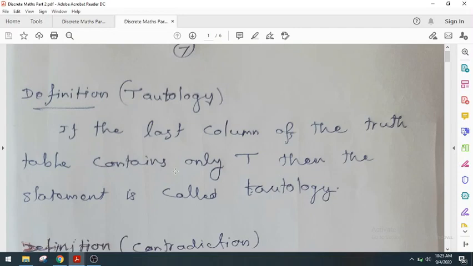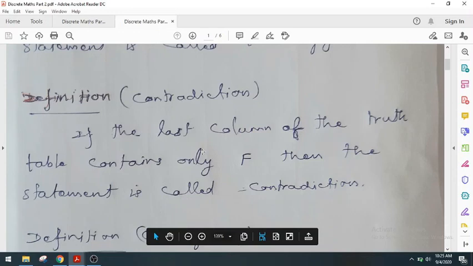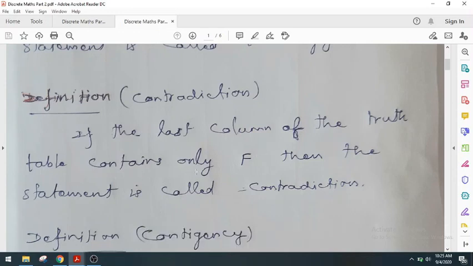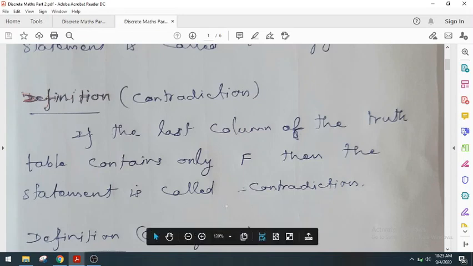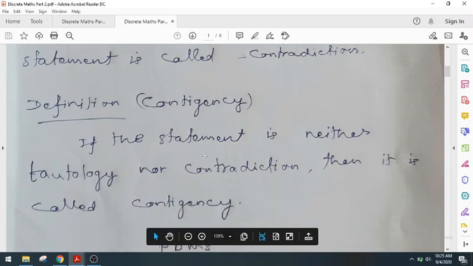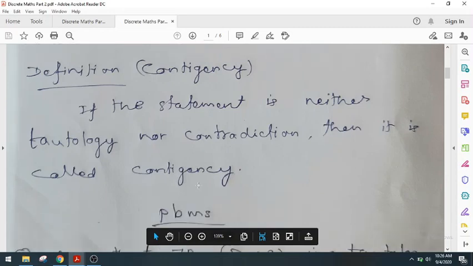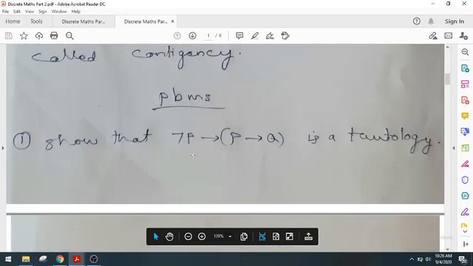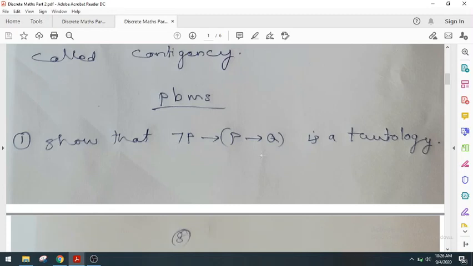For here we need to understand the definition of tautology. If the last column of that truth table contains only T, then the statement is called a tautology. Next definition, contradiction. If the last column of the truth table contains only F, then the statement is called a contradiction. Next definition, contingency. If the statement is neither a tautology nor a contradiction, then it is called a contingency. Negation P, then Q is a tautology.